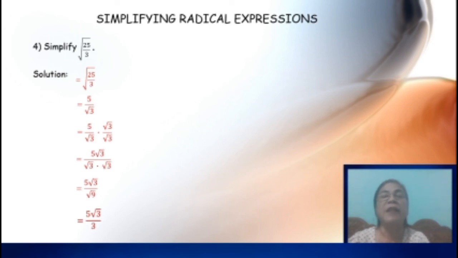So next meeting, we are going to have the 4 fundamental operations in simplifying radical expressions. That is addition, subtraction, multiplication, and division of radical expressions.